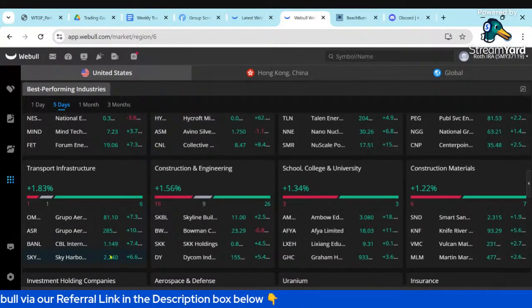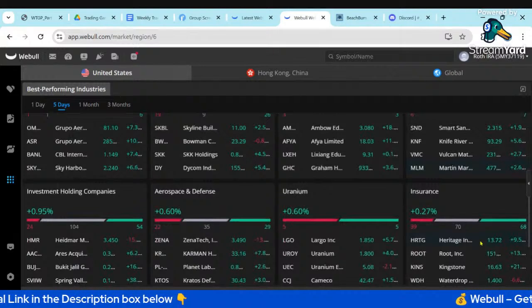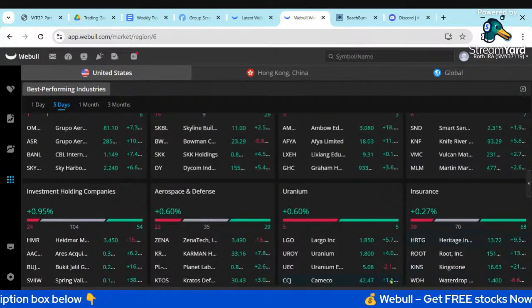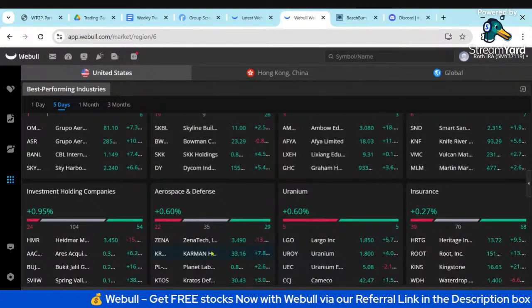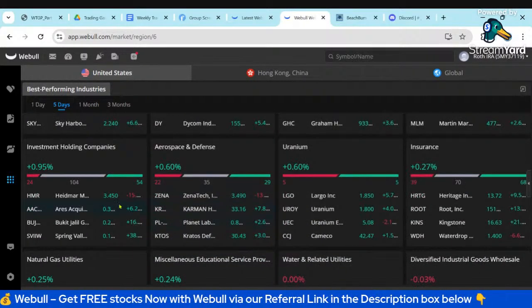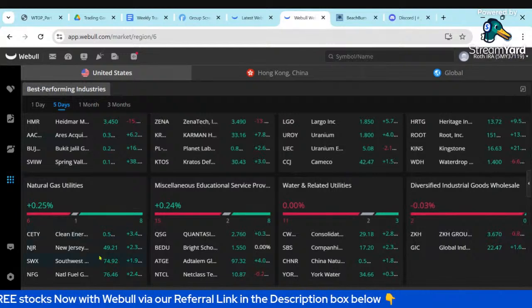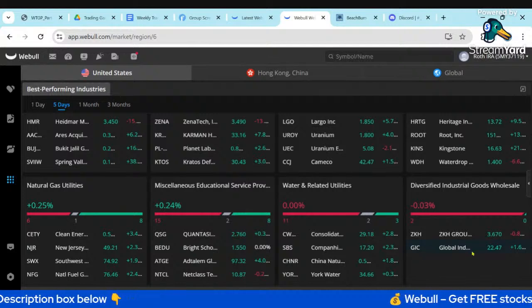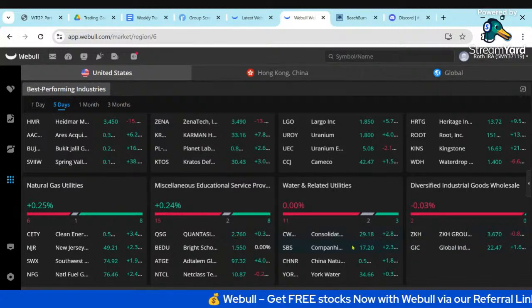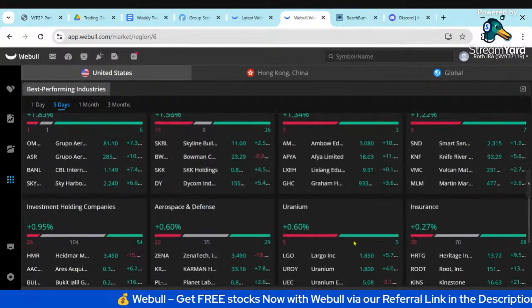Infrastructure positive. Insurance positive. Uranium pretty split. It's been rolling over, downtrending. Defense pretty split. Natural gas utilities slightly positive. Industrial goods negative. Water utilities negative.